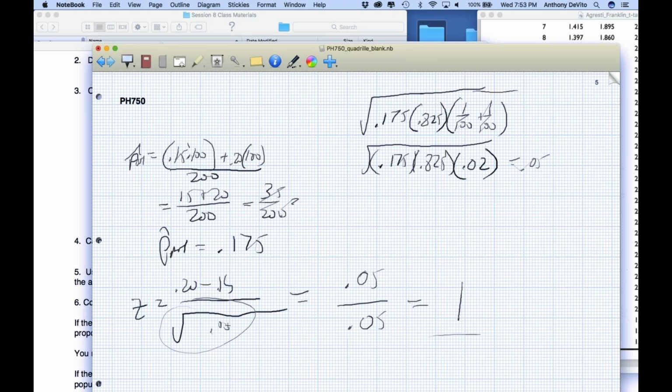What is my critical value of z in order for me to have less than a 5% chance of being wrong? In other words, 95% certainty. What would my z-score have to be? What do we use for a 95% confidence interval? What value is z? 1.96 is my critical value of z. Did I exceed my critical value of z? Nope. So I fail to reject my null hypothesis, right? In other words, I can't say that P1 is different.